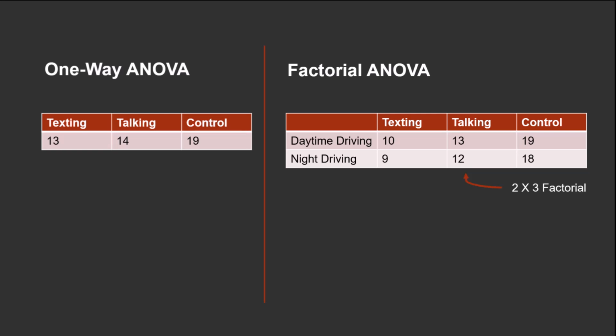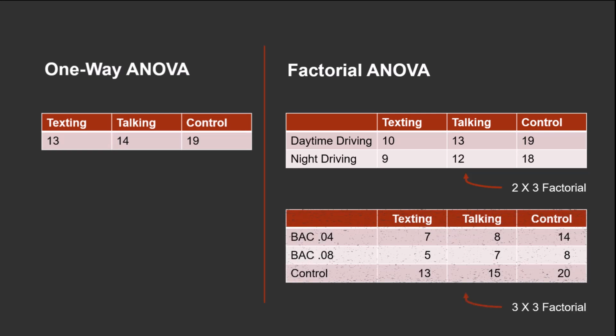Instead of this study, suppose that our researchers are interested in the effects of alcohol use on distraction and driving ability. They set up a driving simulator and ask the subjects to imbibe alcohol before stepping into it. Set up this way, we have a 3x3 factorial study. 3 levels of distraction and 3 levels of alcohol impairment. BAC, by the way, stands for blood alcohol content.